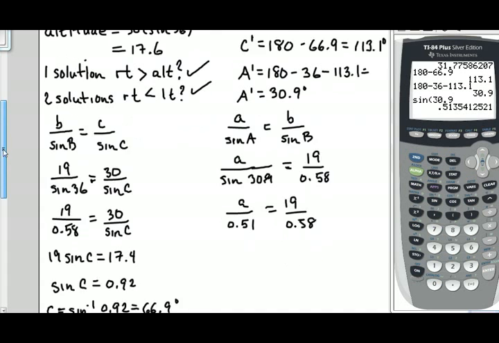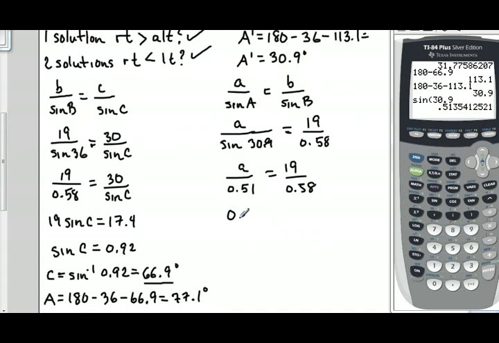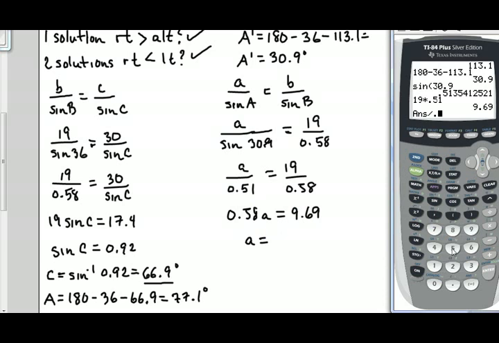At this point we cross multiply, so we get 0.58A equals 19 times 0.51, and we get 9.69. And our last step is to take 9.69 and divide it by 0.58. And the final answer here, 16.7. And we breathe a sigh of relief.